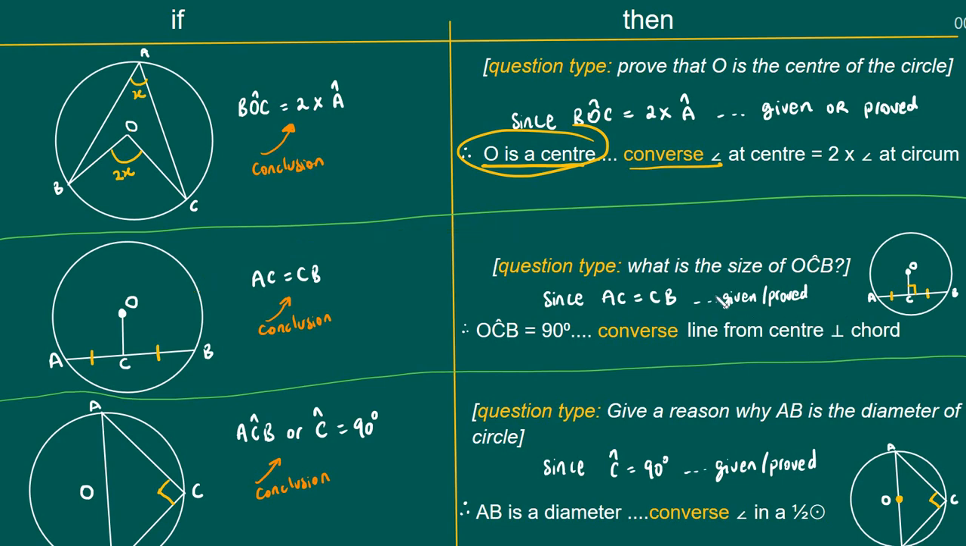Right. The type of questions will be like, what is the size of OCB? You will tell them OCB is 90 degrees because of the converse. And you say this is because AC is equal to CB already. Oh, but what I was supposed to prove, you are already giving me. So it should mean that OCB is 90 degrees.